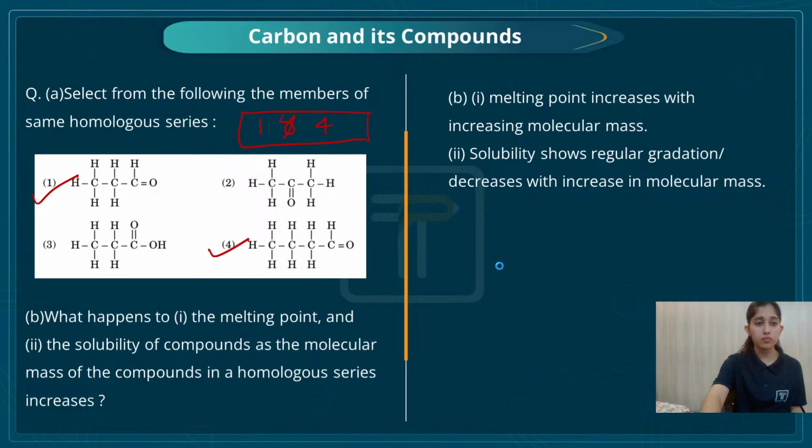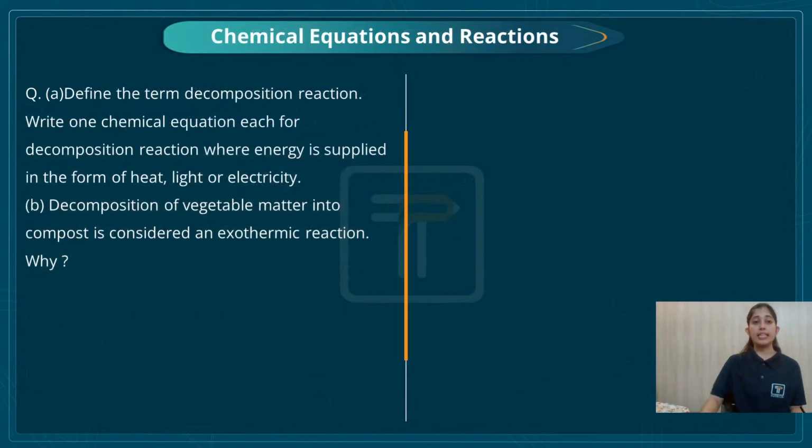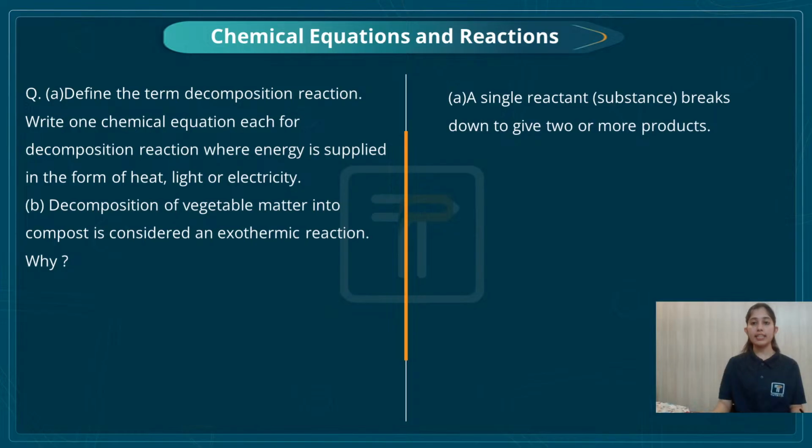Okay, simple. Again, define the term decomposition reaction. What are decomposition reactions? A compound gets broken down into simpler products, right? So a single reactant breaks down to give two or more products. Simple. Okay, next point.